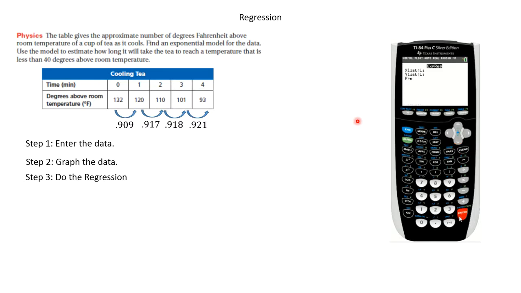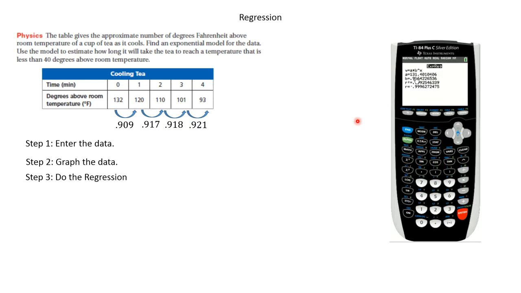It'll usually tell you which one to use, follow the directions. Make sure everything's entered right. List 1, list 2, nothing in frequency. Store regression equation, alpha trace to get to y1. That'll put our equation into y1 for us. Calculate. And there's our equation. It shows up just like they've always done.